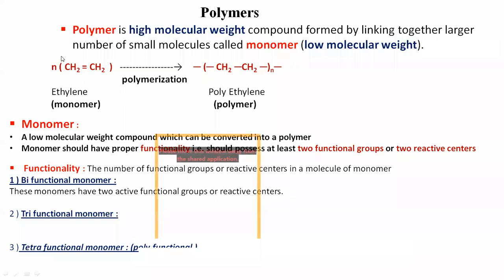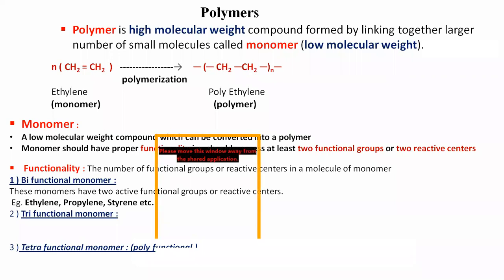Now, one example is ethylene. Ethylene is bifunctional. Why is ethylene bifunctional? Because it can be polymerized from this side and also from another side. That is why it is bifunctional. So you can look at this molecule, polyethylene. It has grown from this side and also from another side. So that means the ethylene monomer is bifunctional, with two reactive centers. Ethylene, styrene, these are bifunctional.